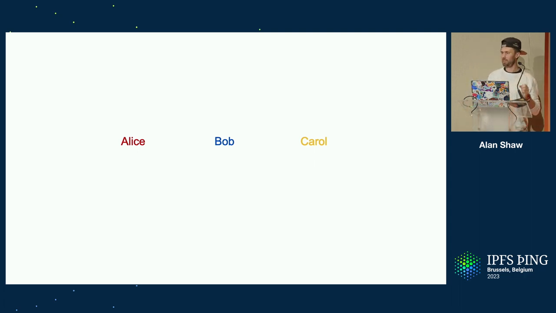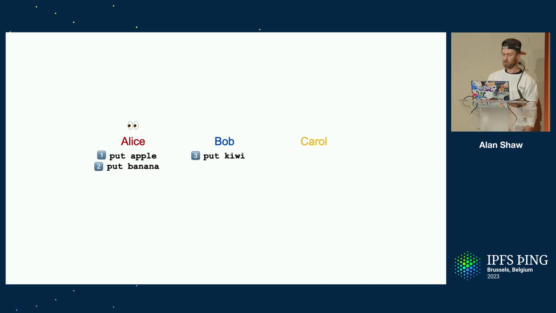So let's consider a fruit basket. It's just a pail with three players. We've got Alice, Bob, and Carol. What they're going to do is all add fruits at approximately the same time. We're going to look at this from Alice's point of view first. So Alice will put an apple in the fruit basket, then a banana.